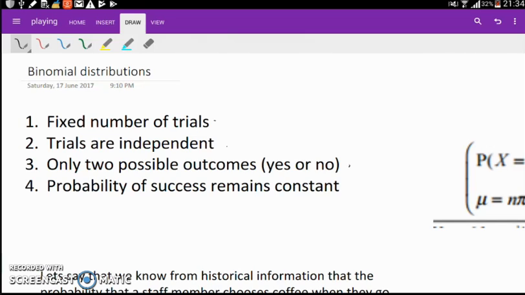Binomial, as the name suggests, there are two possible outcomes. There's yes or no, success or fail. And the probability of success remains constant throughout all of the trials.